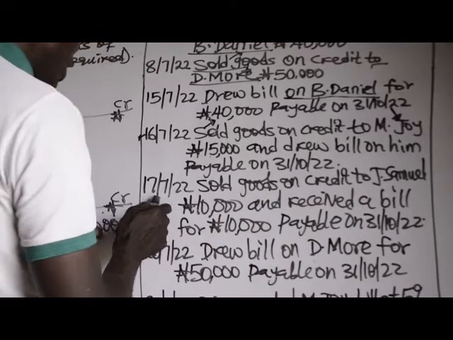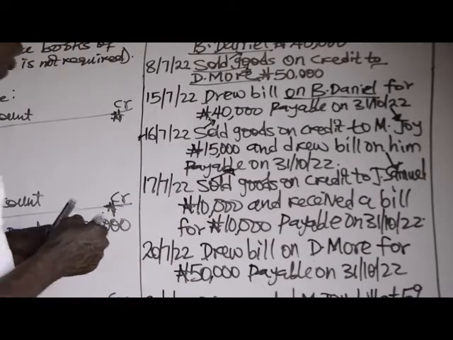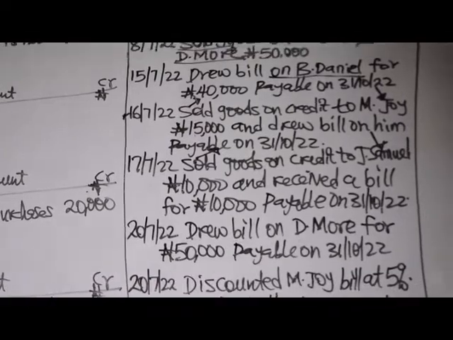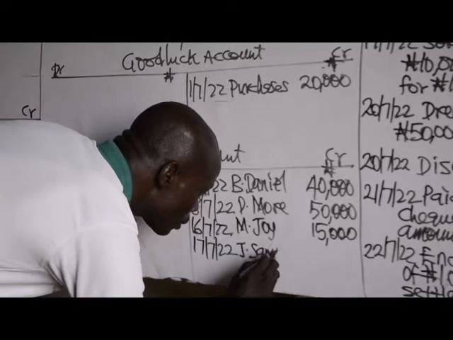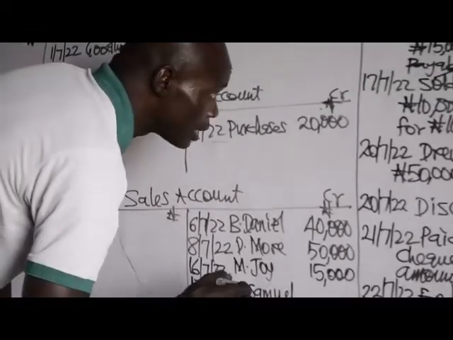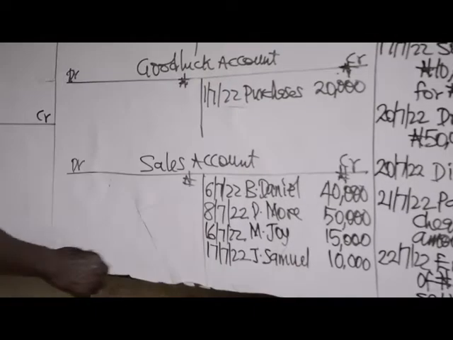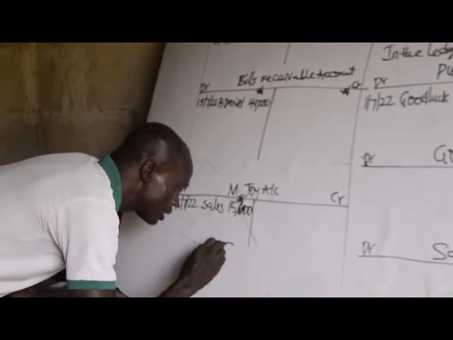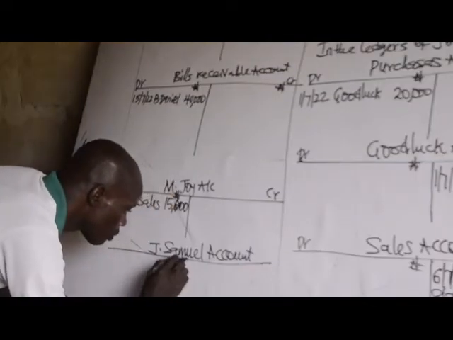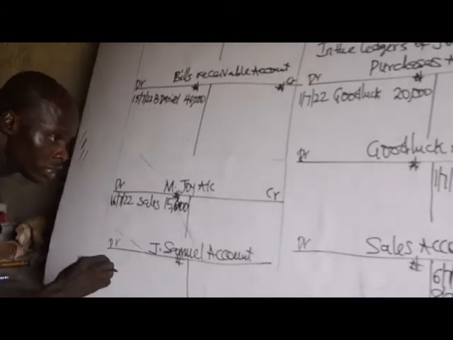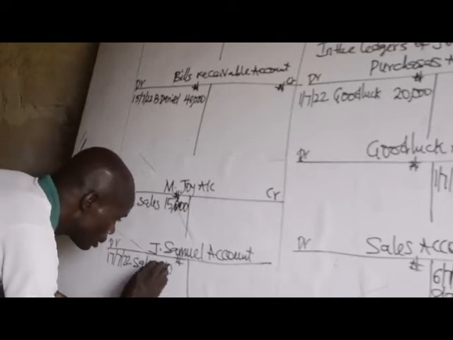On the 17th of July, sold goods on credit to J. Samuel. J. Samuel is the receiver. We debit J. Samuel account. We credit sales account, that is 17th of July 2022, and the amount involved is 10,000 naira. So we credit sales and debit J. Samuel. Date is 17th of July 2022, we have sales and the amount involved is 10,000 naira.